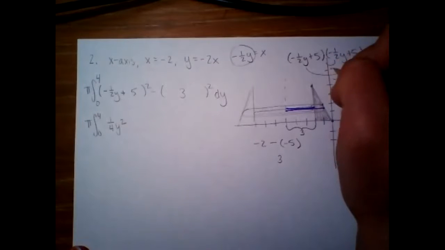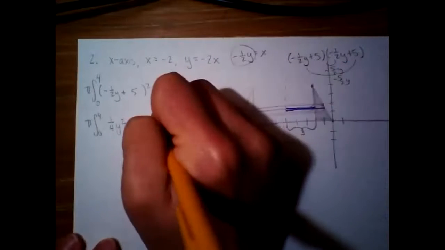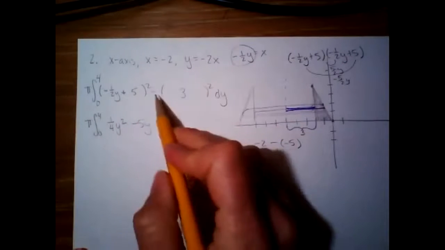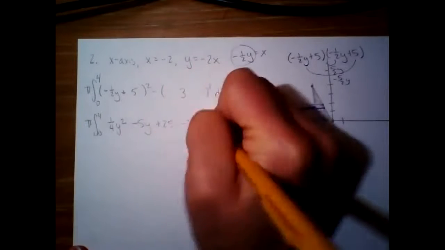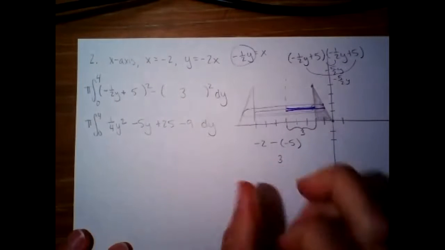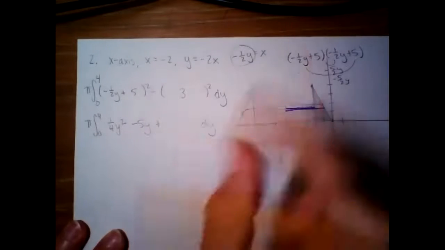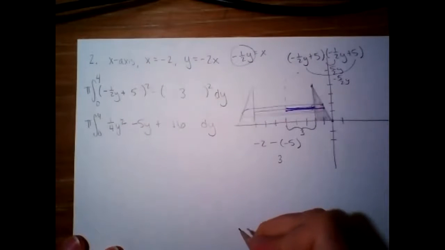The insides give you -5/2 y. So that's going to be -5 y. And then 5 times 5 will be 25. And then -3 squared is 9. And I'm just going to erase and combine those together. 25 minus 9 will give us 16. So we've distributed everything, combined the like terms.